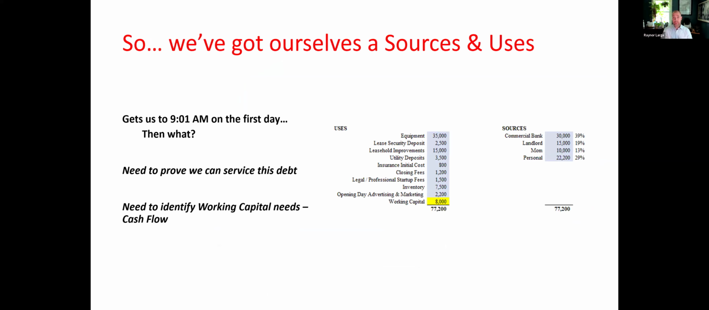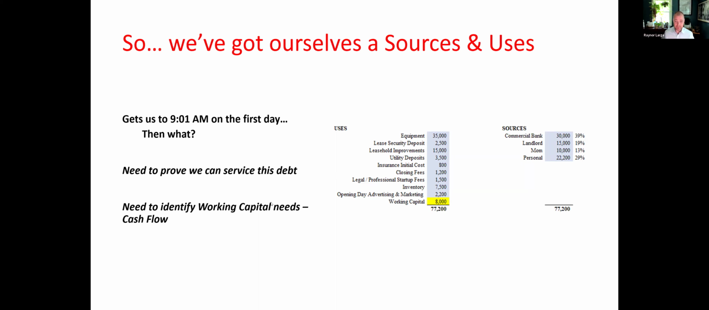So that gets you to 9:01, you flip that sign to open and you're open. You have your sources of cash and your uses of cash. And then you need this working capital piece. So in this example, we have my $77,000. I have my $30,000 from the bank. I went to the landlord and worked in a $15,000 leasehold improvement cost. So that piece of the uses and the sources match, and I built that into my lease. I went to my mom, she lent me $10,000, and I had $22,000 of my own. So I am ready to go, right?